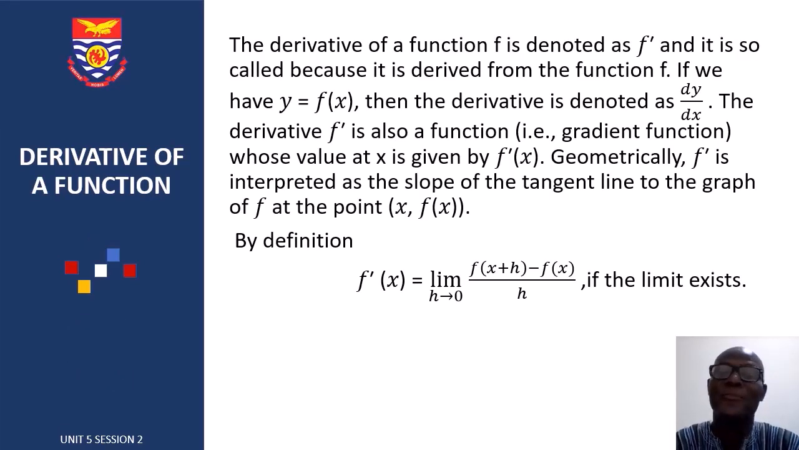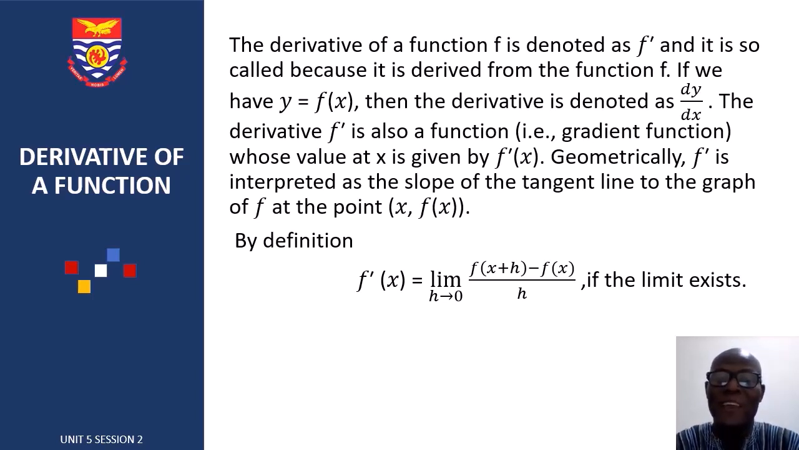Derivative of a function. The derivative of a function is denoted as f prime. It is called so because it is derived from the function f. But let's note that if f is let to be y, then the derivative is denoted as dy over dx. And the derivative f prime is also a function or a gradient function whose value at x is given by f prime of x.